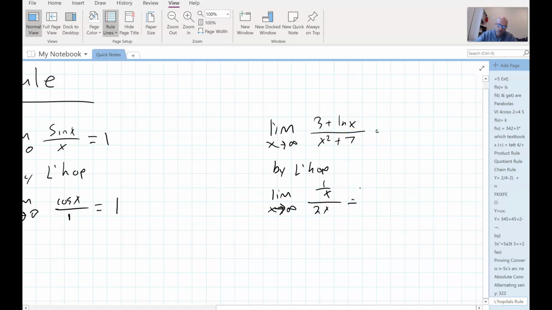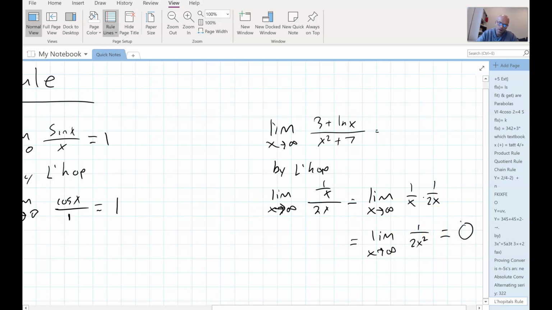Of course, if we do a little bit of algebra here, we get 1 over x times 1 over 2x, because we're dividing by a fraction, so we multiply by the reciprocal, and we end up with the limit as x approaches infinity of 1 over 2x squared. And we know that for a fraction where the top is fixed and the bottom is growing, that overall fraction is going to go to 0, so we know the limit is 0.